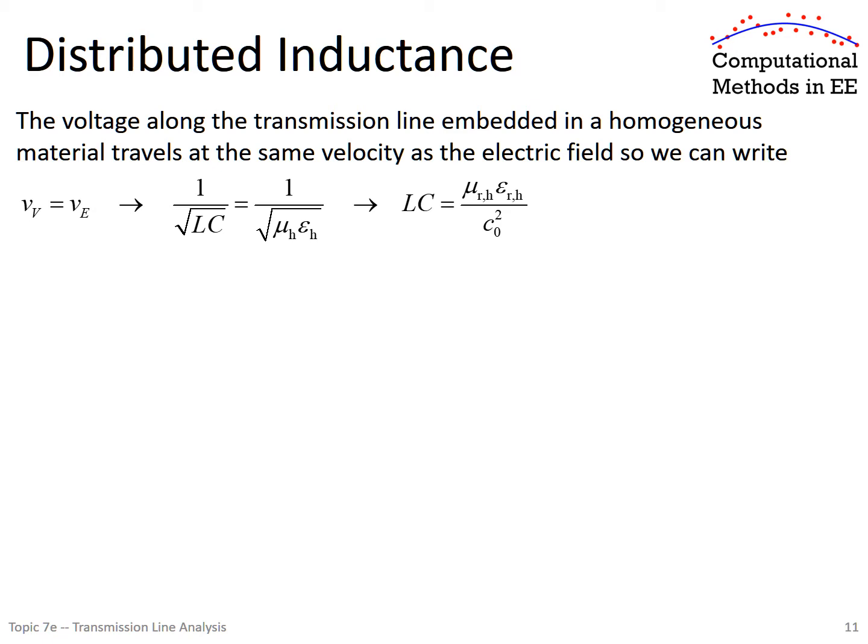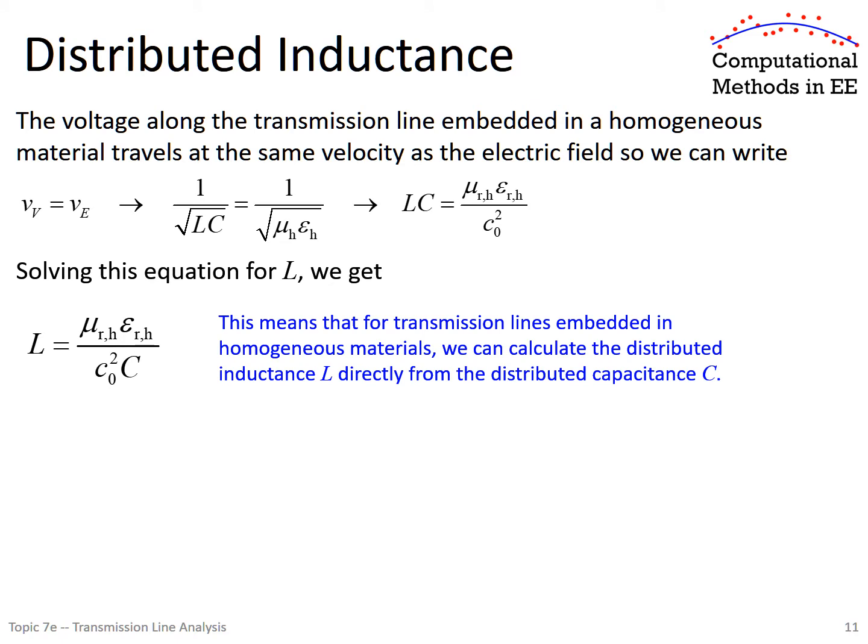Well, we know what the equation is for the velocity in both of these cases. In the case of a transmission line, the velocity along the transmission line is 1 over the square root of LC. And the velocity in just an infinite medium is 1 over the square root of mu h times epsilon h. And we can solve this for LC. Now from there, we'll solve this equation for L.